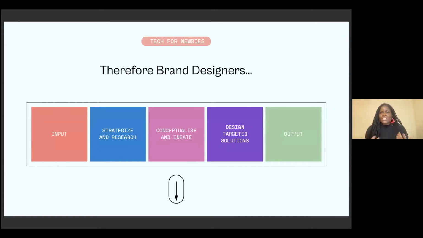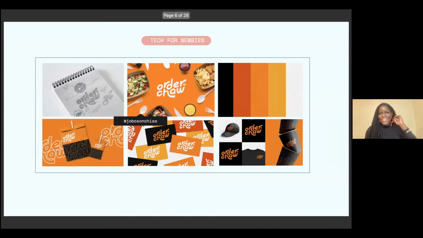So what could this potentially look like, right? Obviously I've referenced Chisa's project here because he's a good friend of mine, and I really love this brand identity project that he did. So basically, bearing in mind the steps that I've been talking about, right? We're talking about that strategy and research, right? So this was for a fast food outlet out of Lagos, and just coming up with the idea of being able to give it a face, right?